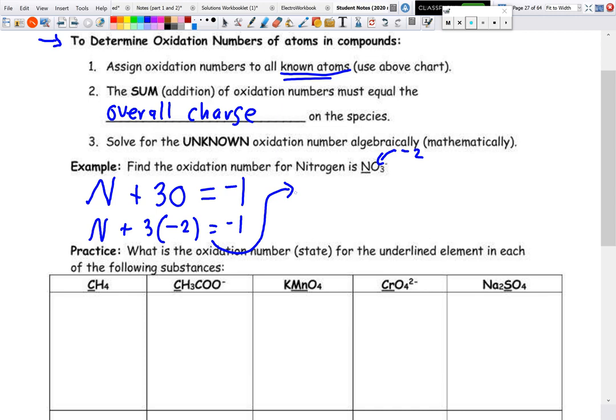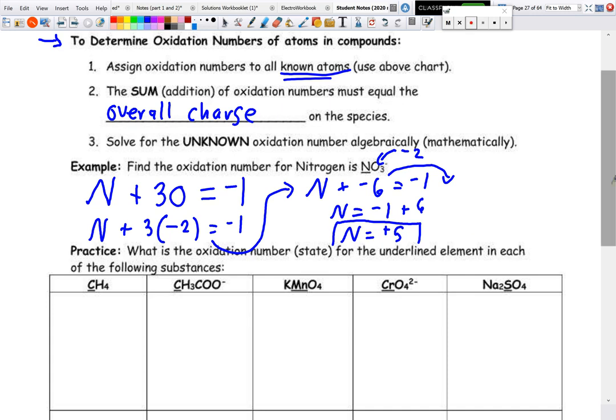Right, so I don't have a lot of space to continue going down. So we just keep plugging in. So we start simplifying. Nitrogen plus 3 times -2 is -6. It's equal to -1. We're going to bring this over to that side right now. It's going to turn into a positive. Nitrogen is equal to -1 plus 6. Nitrogen, in this case right here, is going to equal a positive 5. Just like that. So all of them are going to be like this.